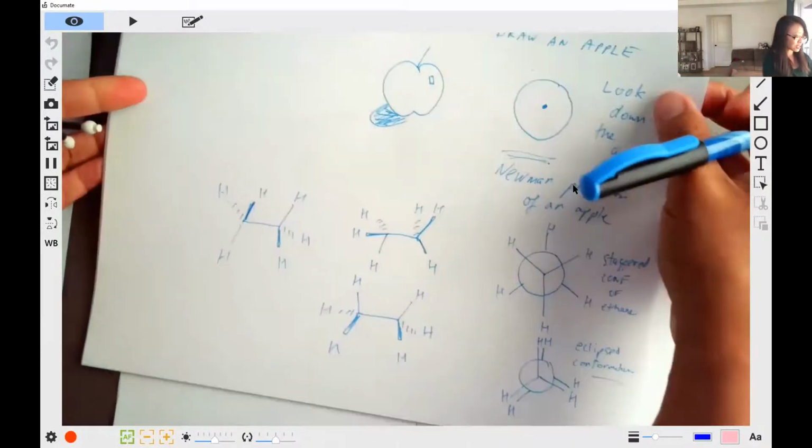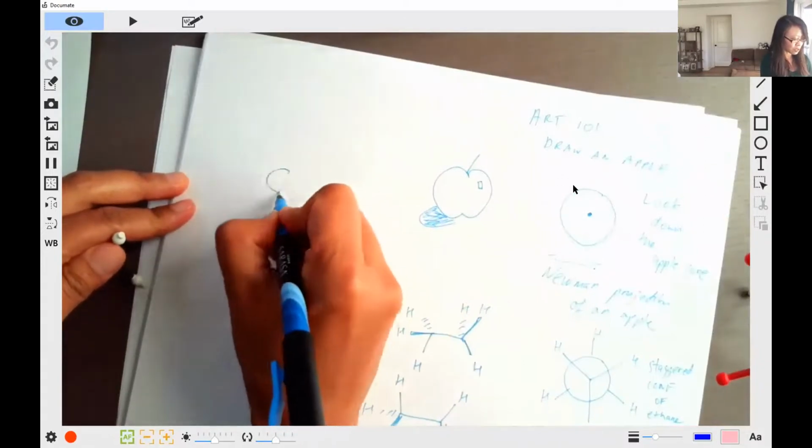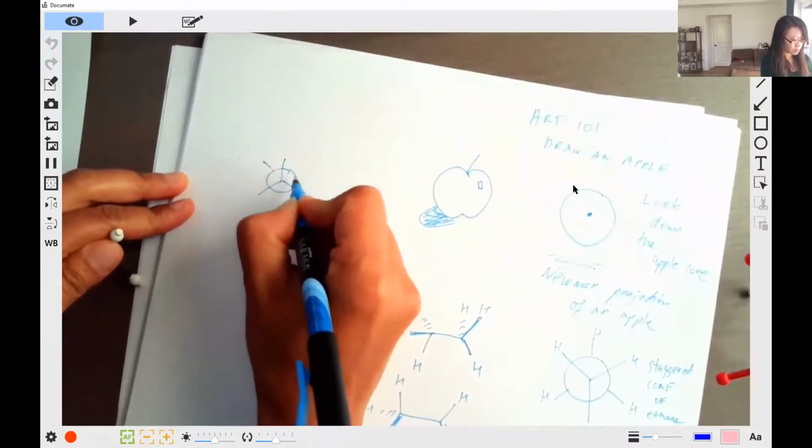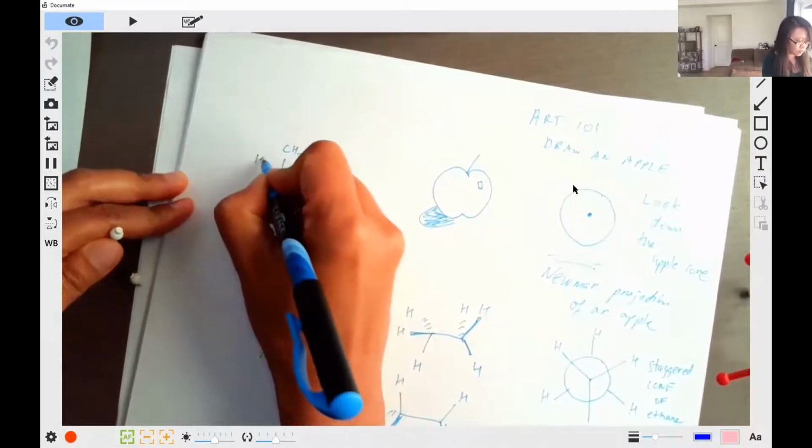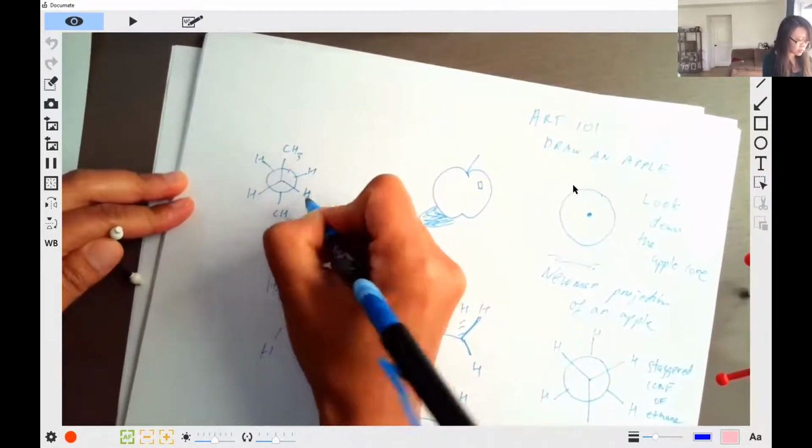So let me give you guys an example. Can anyone tell me what molecule this is? And feel free to write it up in the chat. What is this?